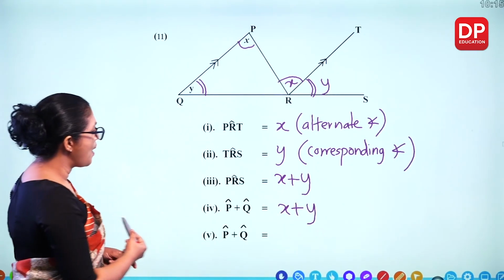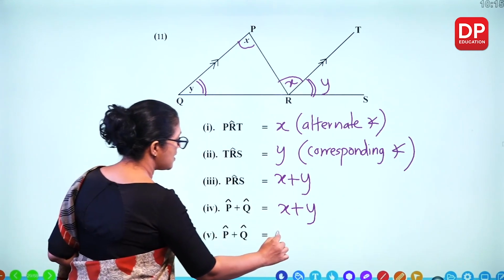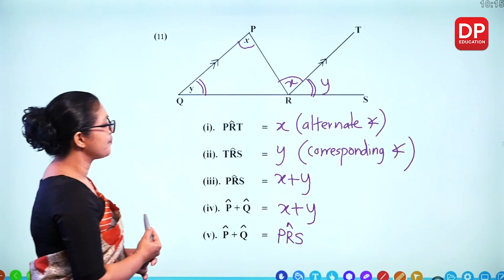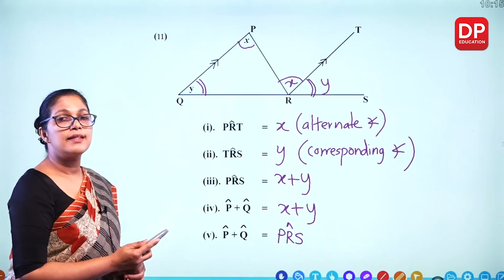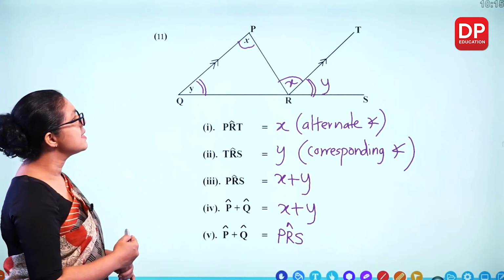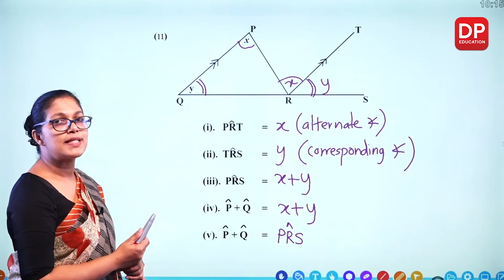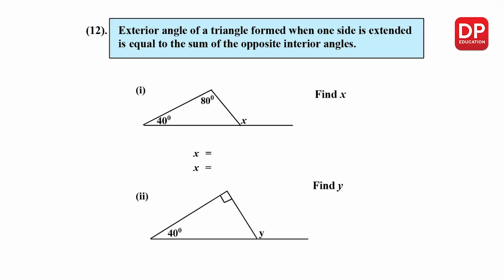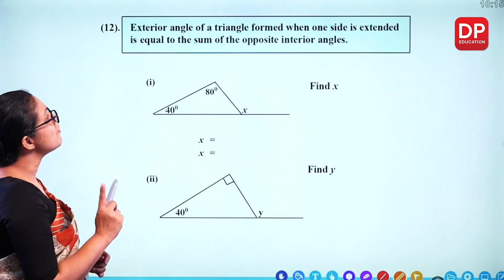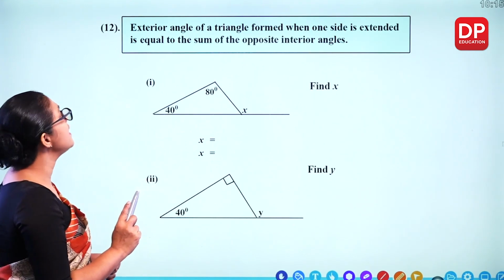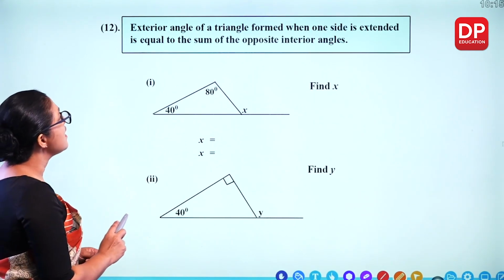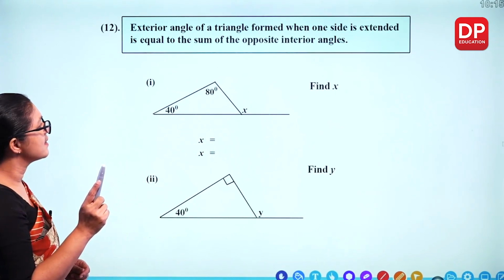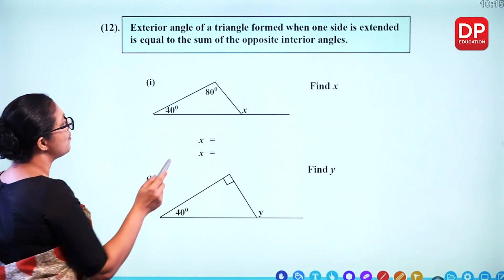So what can you say? P plus Q is equal to the PRS angle. The exterior angle is equal to the sum of opposite interior angles. So this is the theorem. The exterior angle of a triangle formed when one side is extended is equal to the sum of opposite interior angles. We'll use that theorem now.